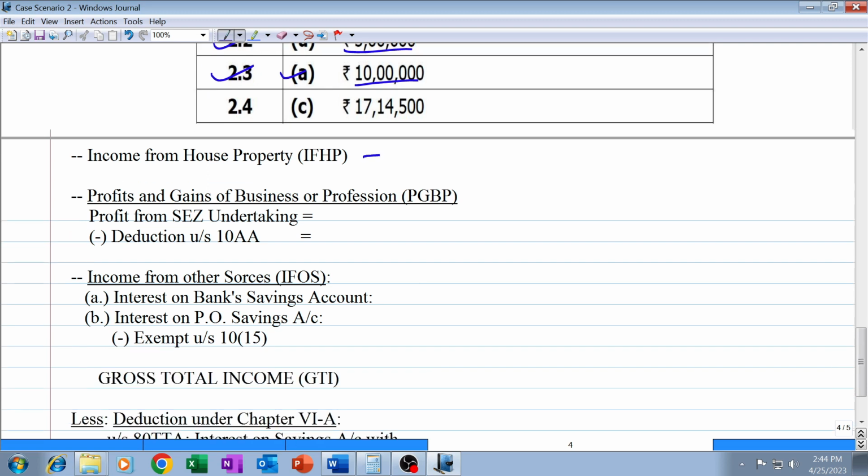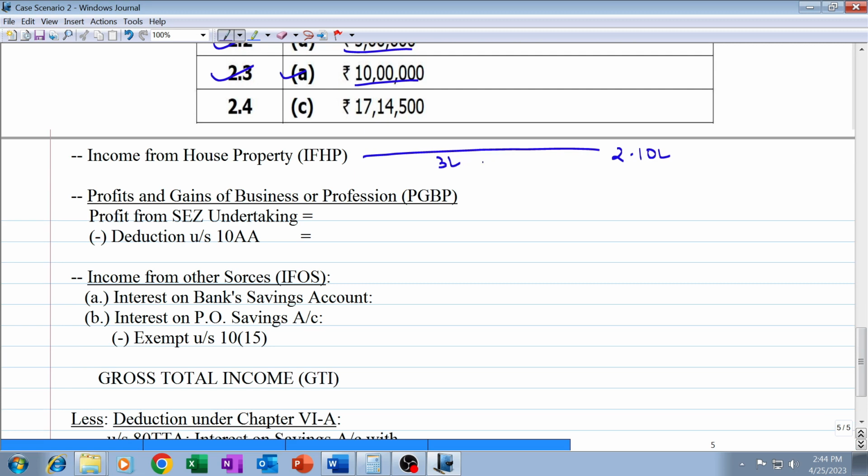So income from IFHP will be 2,10,000. We already calculated, that is 3 lakh rupees rent minus 30% standard deduction. Then profit from industrial undertaking in SEZ area under the head PGBP minus deduction under 10AA, we calculated 5 lakh. Total will be 15 lakh. Interest on bank savings account is 12,500 and interest on post office savings account is 5,500. But from 5,500 we have an exemption under section 10 clause 15 up to 3,500. 2,000 only will be taxable.